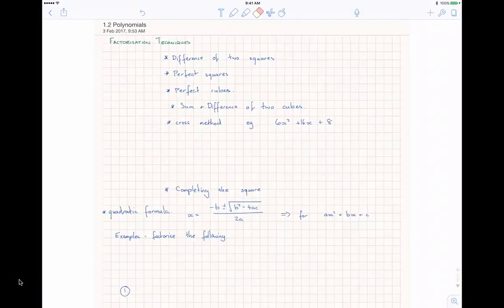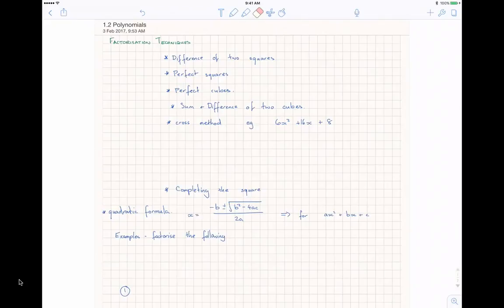So the first chapter from the Year 12 course fairly much just deals with revision from Year 11. It starts with factorization techniques. The ones that you should be familiar with are difference of two squares, perfect cubes, sum and difference of two cubes, the cross method, and completing the square. The quadratic formula is just a derivation from completing the square.